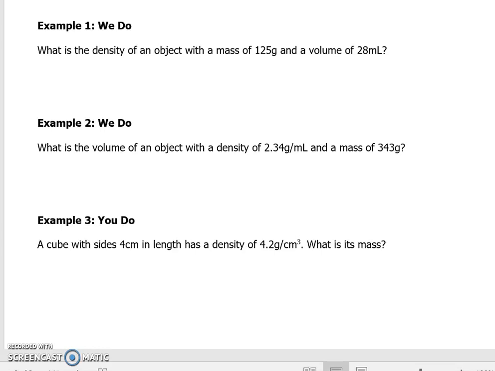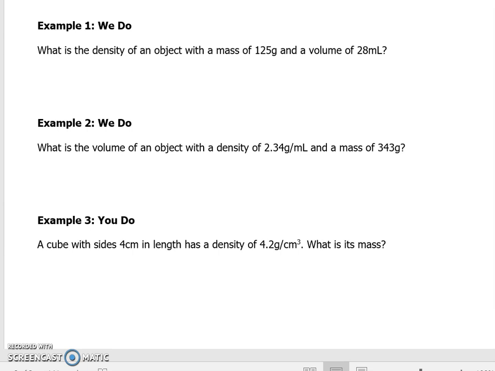Okay, welcome to part 2 of our density notes. So now we're going to do 4 examples together. And so here we go. So our first example is a we do. So we're going to do this one together. So walk through it with me.